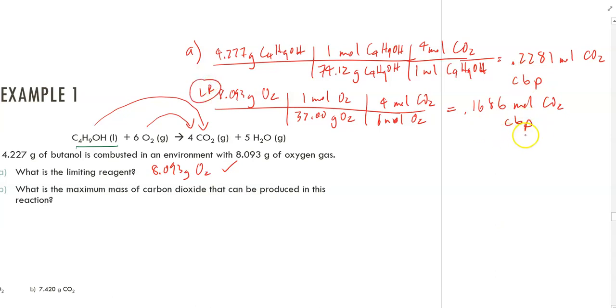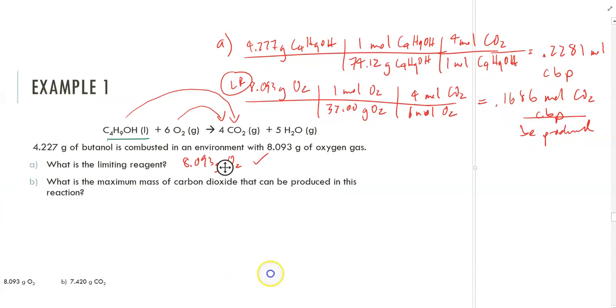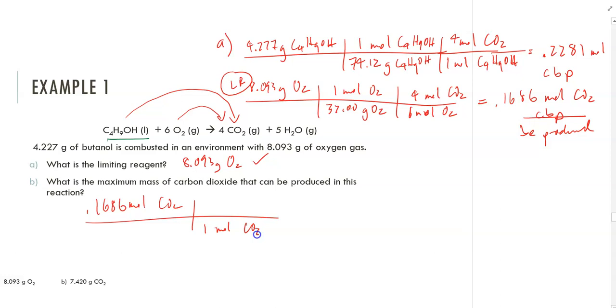So this mole amount of CO2 that could be produced is actually not even could be produced anymore, it is going to be produced. Since that's our limiting reagent, we know all of that oxygen will be used up, so therefore we know all of it will be produced. So to finish this one out, I'm just going to do a quick molar mass conversion from moles of CO2 into grams of CO2. 1 mole of CO2 is 44.01 grams of CO2, and that'll give you 7.420 grams of CO2. Right, that's part B. Done.